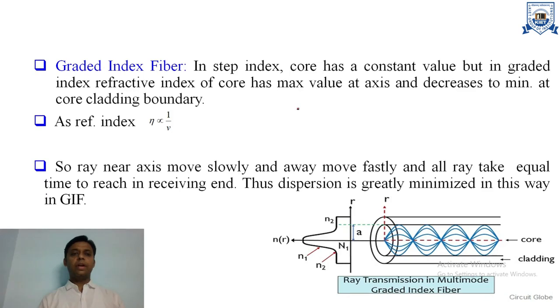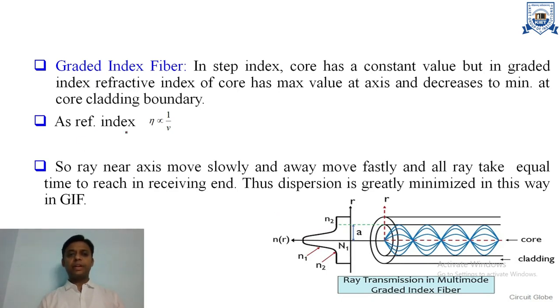Now graded index fiber. As we know, in step index fiber the refractive index of the core is constant, but in graded index optical fiber the core refractive index is not constant. We can see here clearly, this is the fiber axis, and the core has maximum refractive index at the fiber axis and gradually decreases towards the core-cladding boundary.